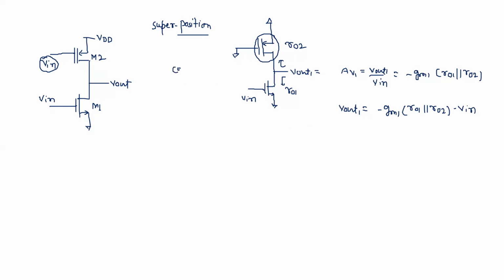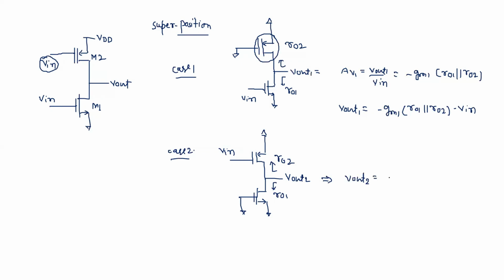This is case one, when M1 is the only amplifying device. Now case two is when M2 is the only amplifying device. Because it is a PMOS device, this is your ground, the input is this, and the output is taken from the drain. This is Vout2, and this other device is acting as a load only, because its gate is also grounded for the superposition. This is going to offer ro1, and this is going to offer ro2. So for this device, Vout2 is equal to minus gm2 (ro1 parallel with ro2) times Vin, because the input is applied at the gm2 device.